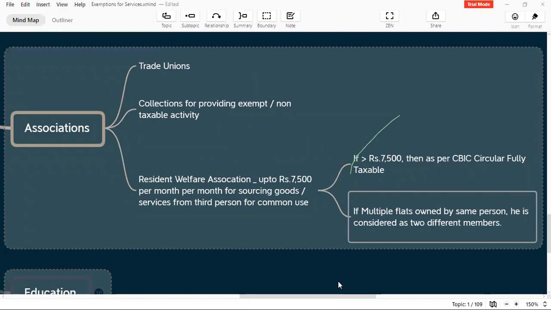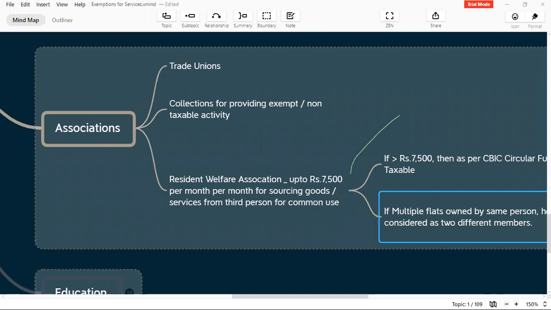So this is a clarification. It's not necessarily 2 different members, but multiple members. 2 flats means 2 members, 3 means 3. So that's how we need to understand it for an association. All other services of association or collections are taxable.